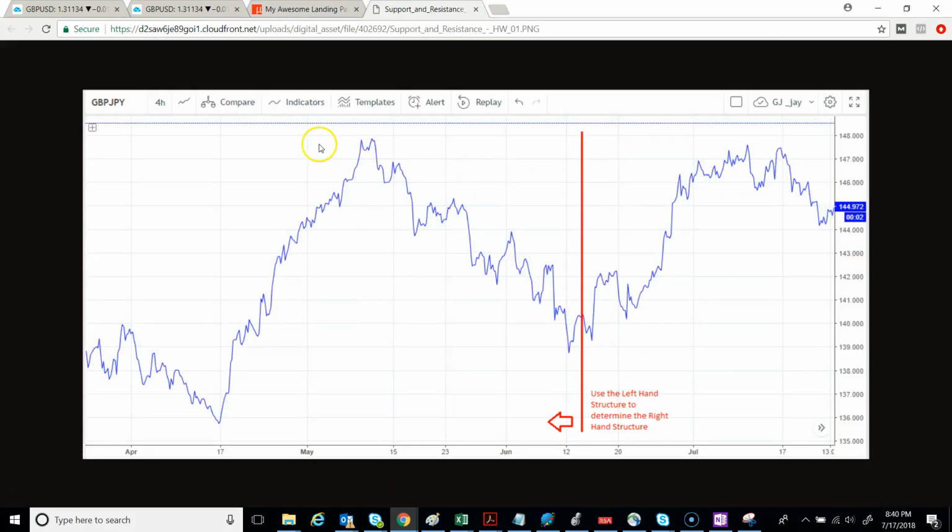So what you're going to do here is basically what I just showed you. You're going to start marking up these zones of support and resistance, right? Wherever you see that there's a lot of action going on, a lot of rejection, maybe a big spike, I'm going to help you guys cheat.